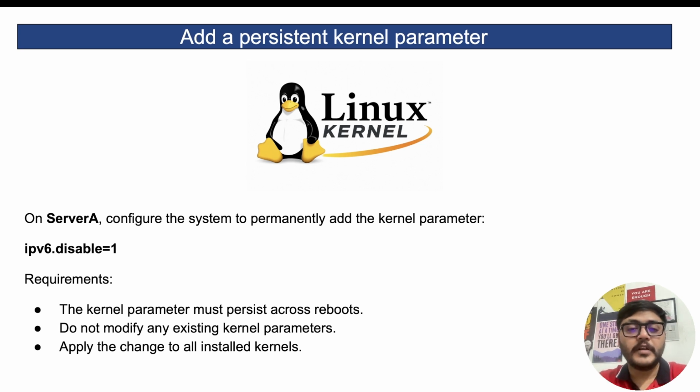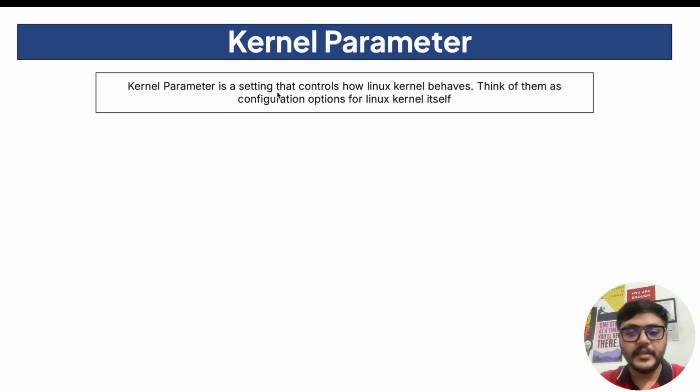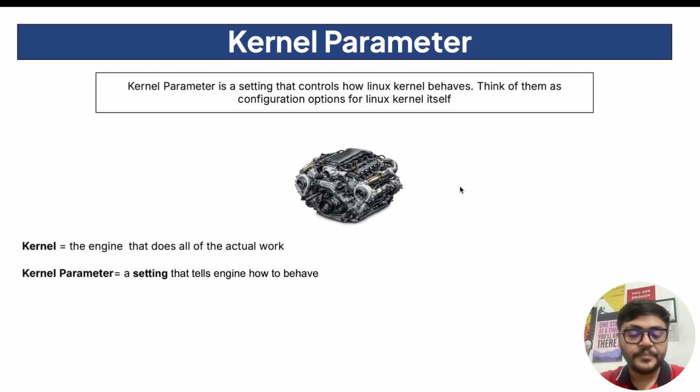Okay, so before directly jumping to the practical question, this is the sample question. Let's first quickly see what exactly a kernel parameter is. A kernel parameter in Linux is a setting that controls how the Linux kernel behaves. For now, let's take your kernel as the engine of the car, the engine that does all the actual work when you drive your vehicle, and the kernel parameter is just a setting for your engine. It's a setting you tell your engine to say how to behave.